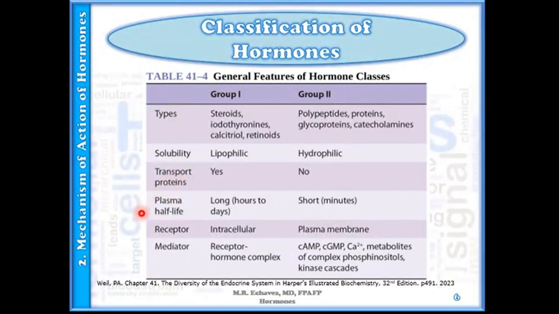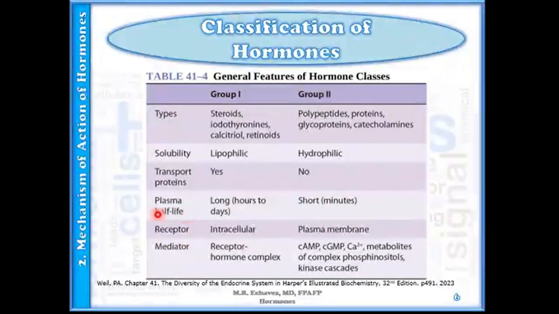As to plasma half-life, because your steroid hormones, or your lipid-soluble hormones, are bound to transport proteins, they stay longer in the plasma. So they spend more time in the plasma, and as long as they are bound to their transport protein, they are not active. That's why your group 2 hormones only have a short plasma half-life, because they're soluble in water and they are active.